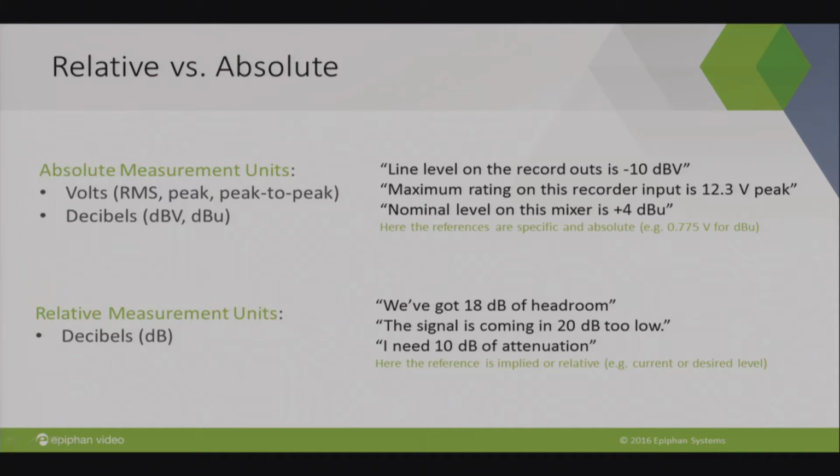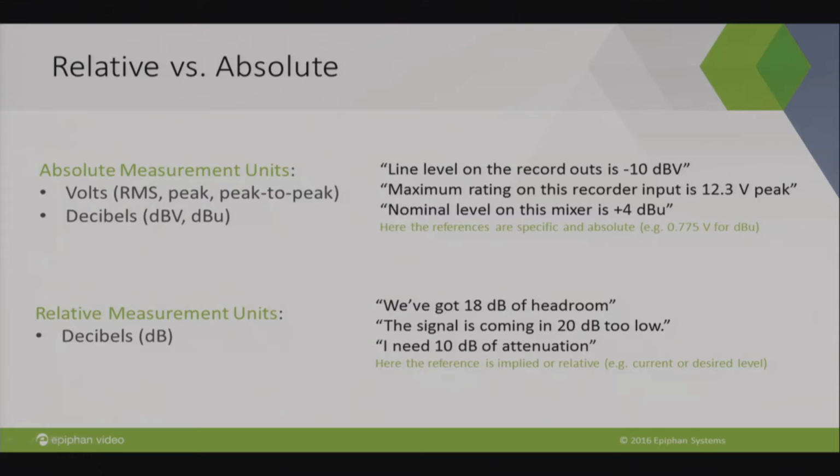So this tells you literally what the sound level is, and you can take that and compare it to specifications. You can use it in order to meter. And it's things like line level on the record out is minus 10 dBV. So the dBV means it's decibels referenced to a volt. Okay, so the volt is a very specific number, and that tells you what the level is.